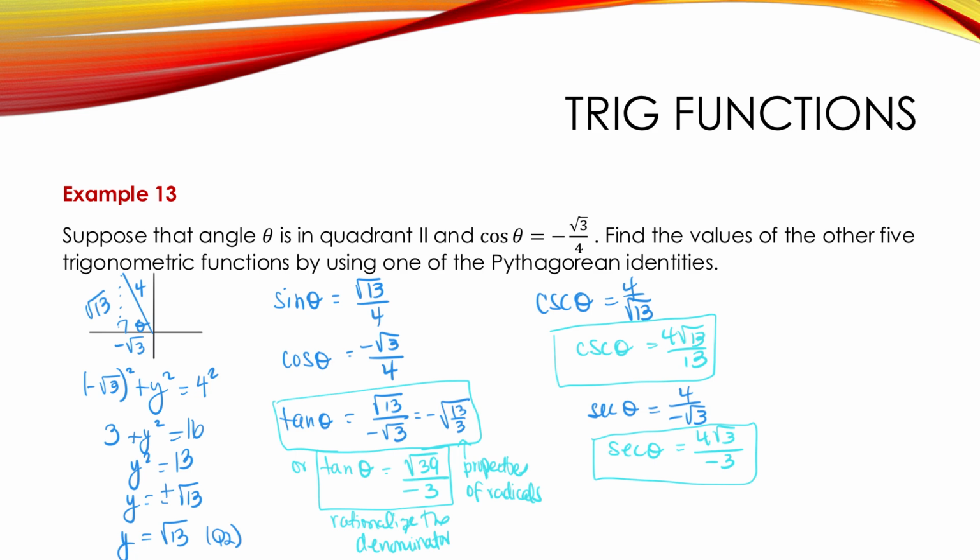And the last one would be cotangent. So cotangent would be negative root 3 over root 13, which means we could write it as the negative root of 3/13. Again, not a problem by me. Or if we rationalize, cotangent theta would then be negative root of 39 over 13. So very similar to what we saw with tangent, it just has a different denominator.